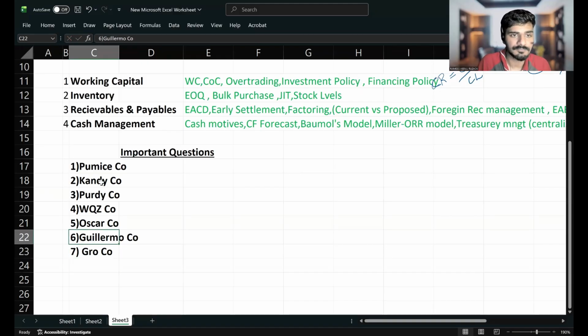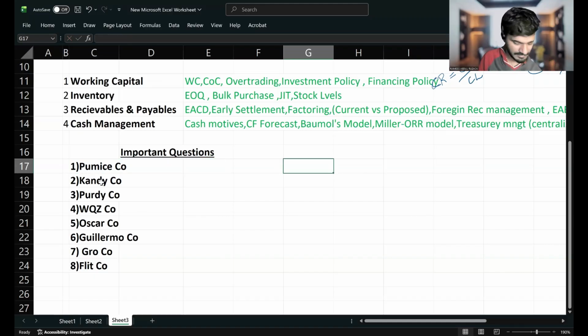Then I can give you Fleet company. This is not so important. Anyway, you have to learn it because it's a question of cash flow forecast. Okay, you can do all these 9 questions. You should do all the questions before going for your exam. So these are the important questions. Please take the notes.